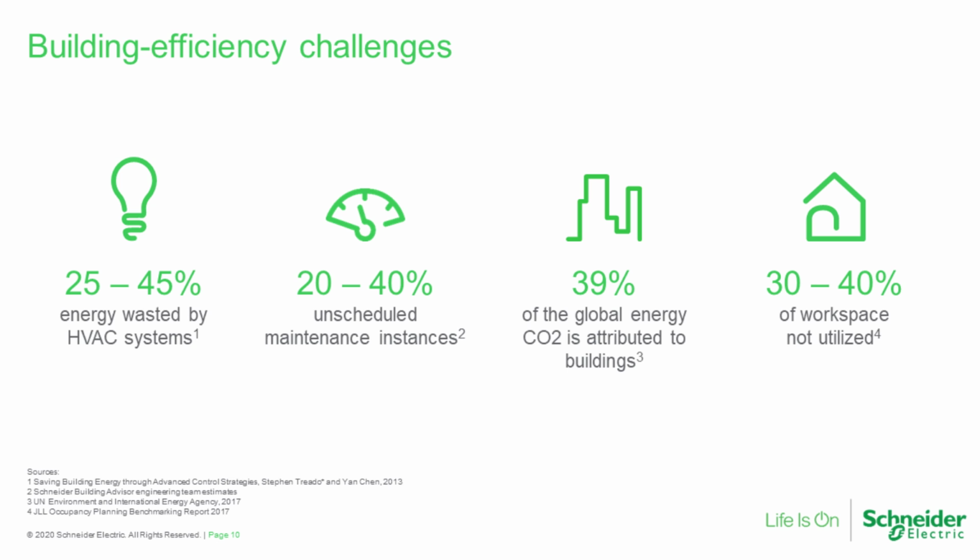And finally, thirdly, the key point around efficiency itself. How much energy is wasted typically from an HVAC system? 25 to 45% when it's not set up properly, it's not measured properly. So we know that there's a huge impact and we can affect change there. Unscheduled maintenance in instances due to the data that's available, but maybe it's not being properly managed or tracked to affect change in the maintenance schedule. Over 39% of global energy, CO2 is attributed to buildings, and 30 to 40% in the workplace is just underutilized.